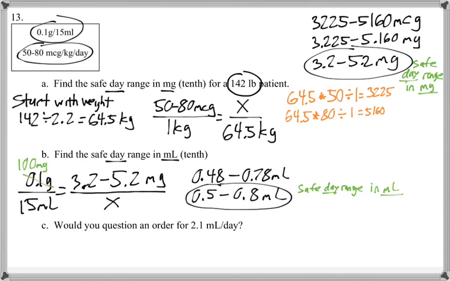Part C says, would you question an order for 2.1 mLs per day? So this is a day order, and I can compare this with my day range. And 2.1 is way higher than this range, so it's not safe. We do need to be careful how they phrase the problem. It says, would you question this order? So would you question the doctor on this? And it would be, yes, we would question this because it is too much.